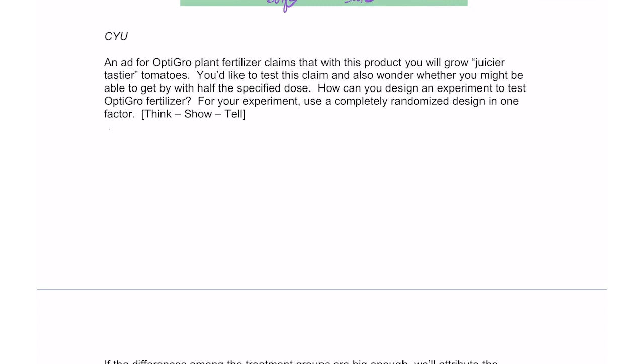So let's talk about, first of all, what is the factor? The factor here is the fertilizer. Okay, and we have 3 levels. And the levels that I would want to use here are some plants with no fertilizer, some with half, and also some with the full dose.